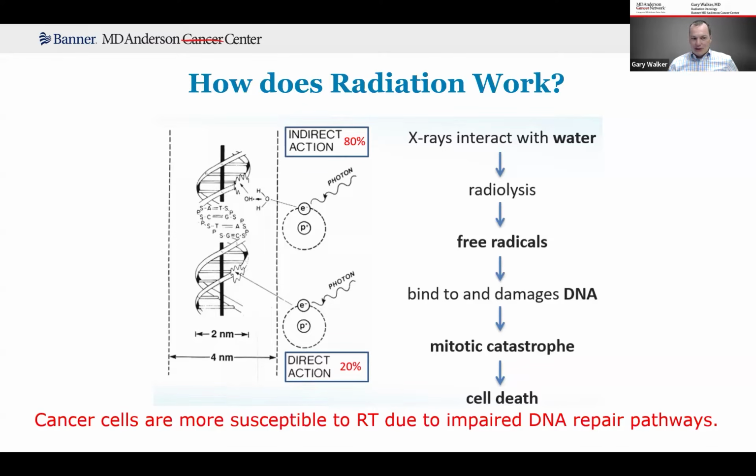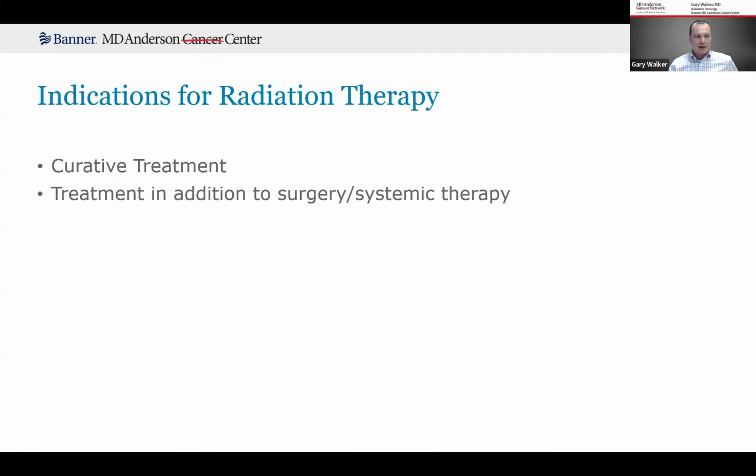So this illustrates the photons coming in and causing the damage to the DNA in the cancer cells. So when do we recommend radiation therapy for skin cancer? There's really two situations. One is for curative treatment. So this is a treatment that's given to cure the cancer. The other is adjuvant treatment, so in addition to surgery or other types of systemic therapy. So those are really the two indications for radiation therapy.